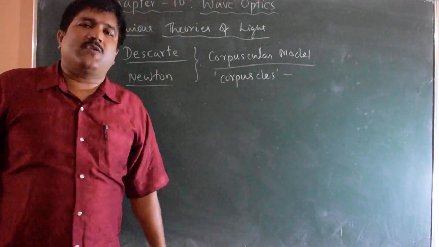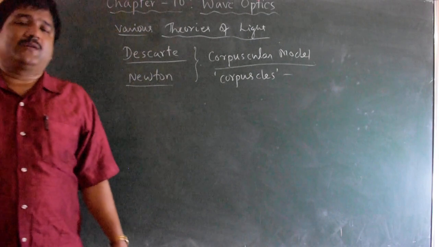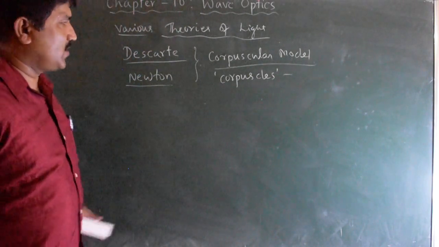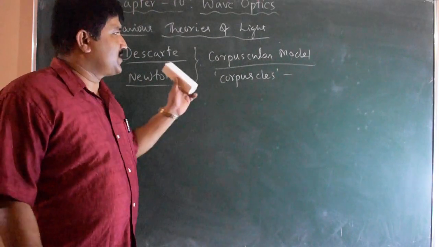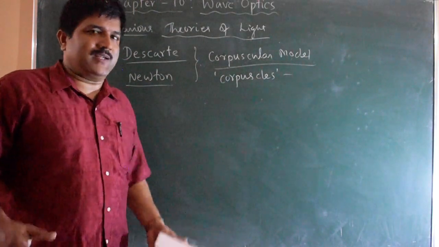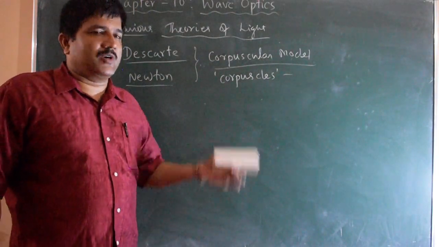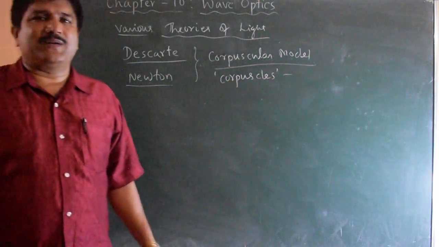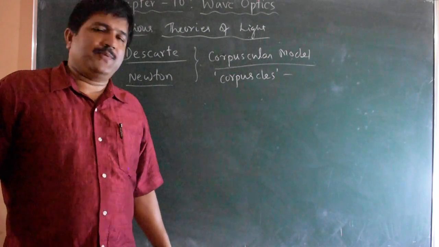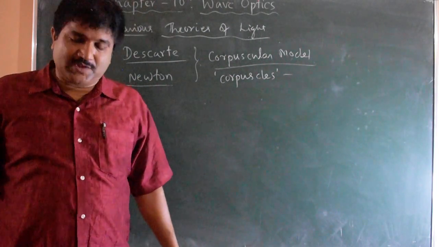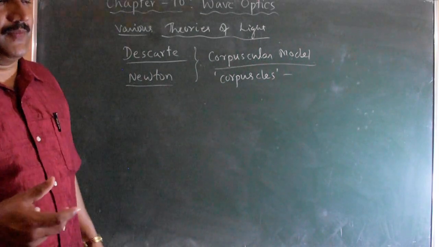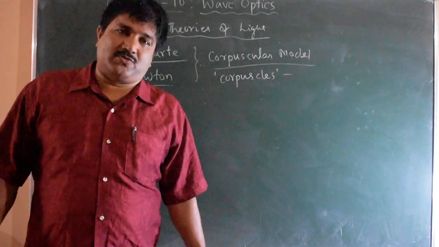So that is corpuscles, small particles. Light is composed of small particles called corpuscles, which are emitted by a source. The source may not be like this; it may not be a bulb, a lamp, or a torch.